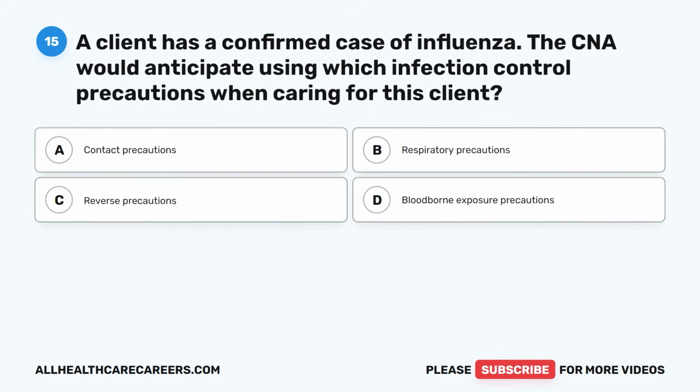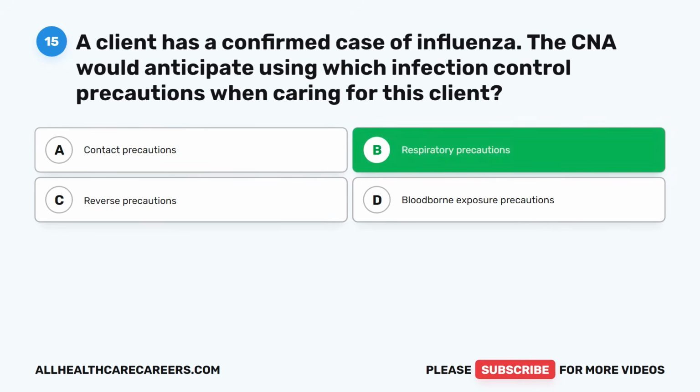Question 15. A client has a confirmed case of influenza. The CNA would anticipate using which infection control precautions when caring for this client? A. Contact precautions. B. Respiratory precautions. C. Reverse precautions. D. Bloodborne exposure precautions. The correct answer is B.